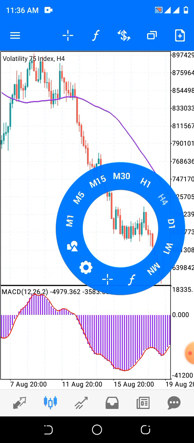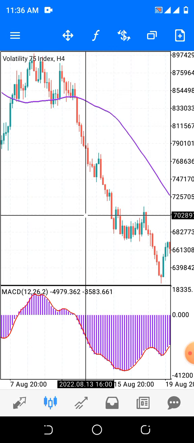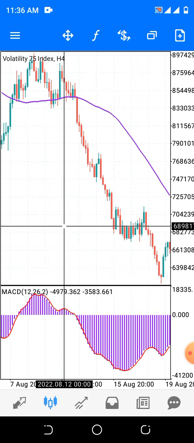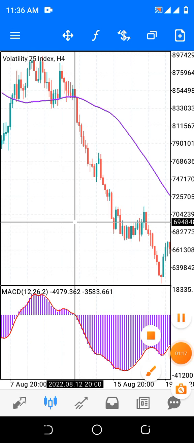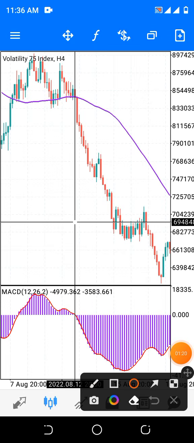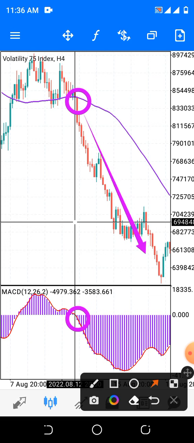Let me show you how it works. Now watch here. Watch the simultaneous crossing here. You see that the candlestick crosses the moving average, and also the crossing occurs on the MACD. This is a clear sell signal. You make your entry here, and this is a huge profit. Follow this particular strategy and you will see how your account will grow.